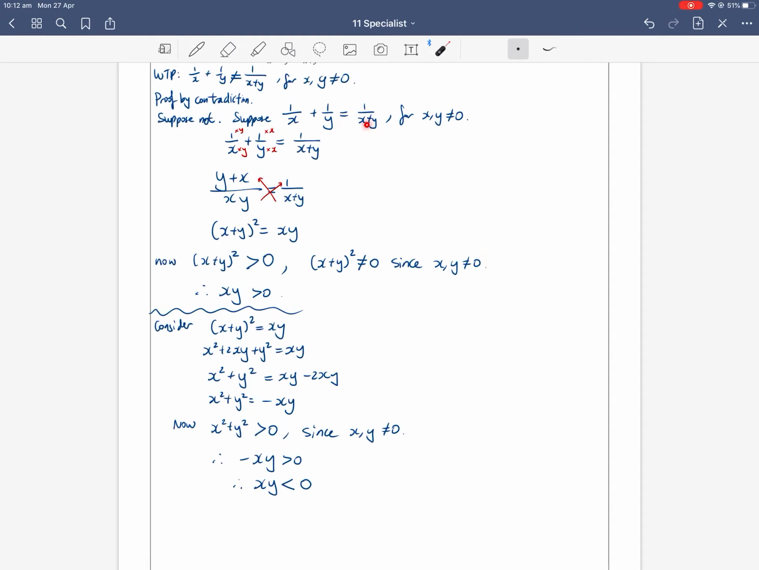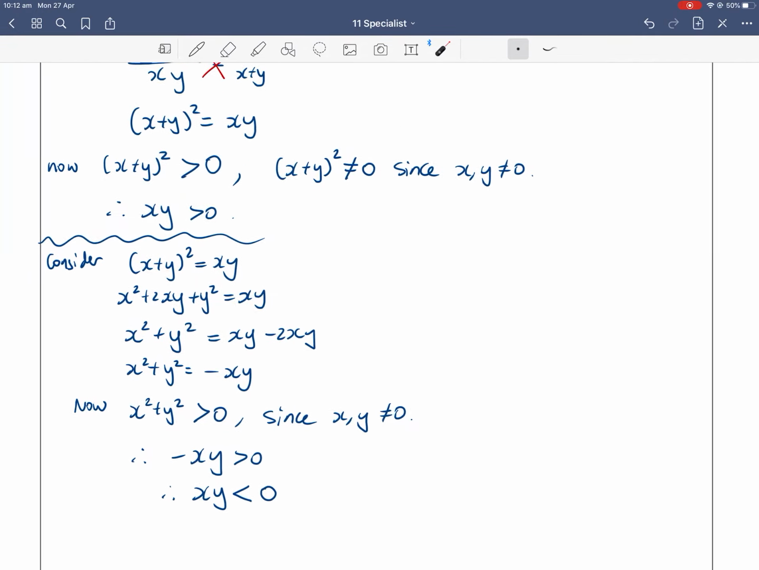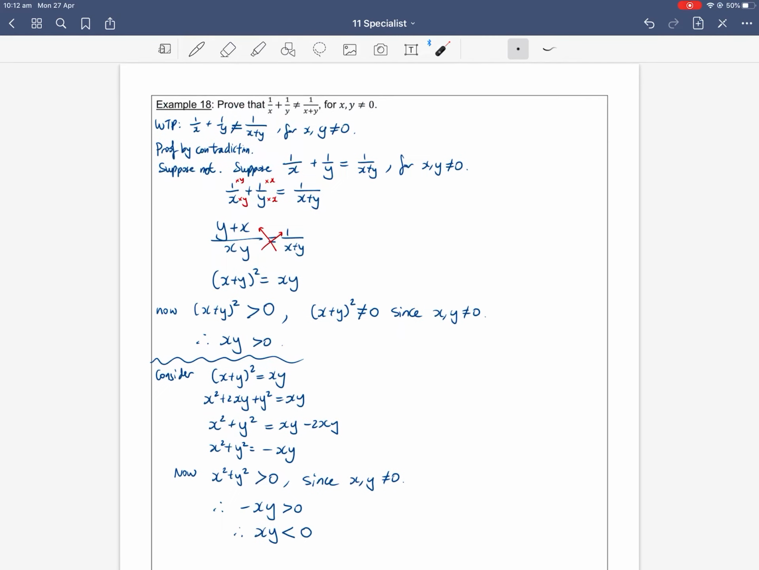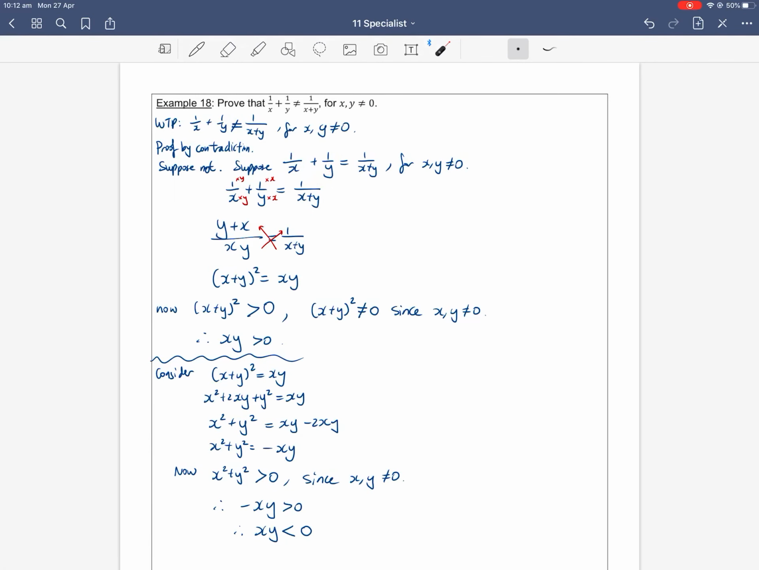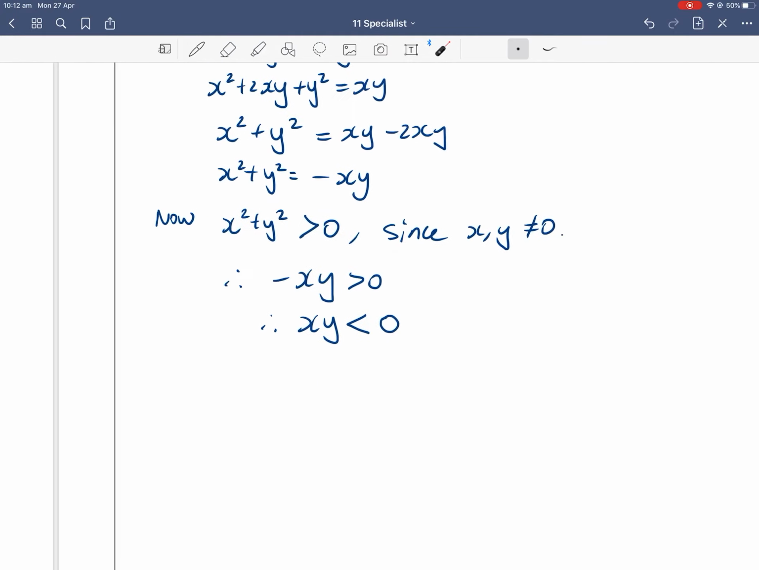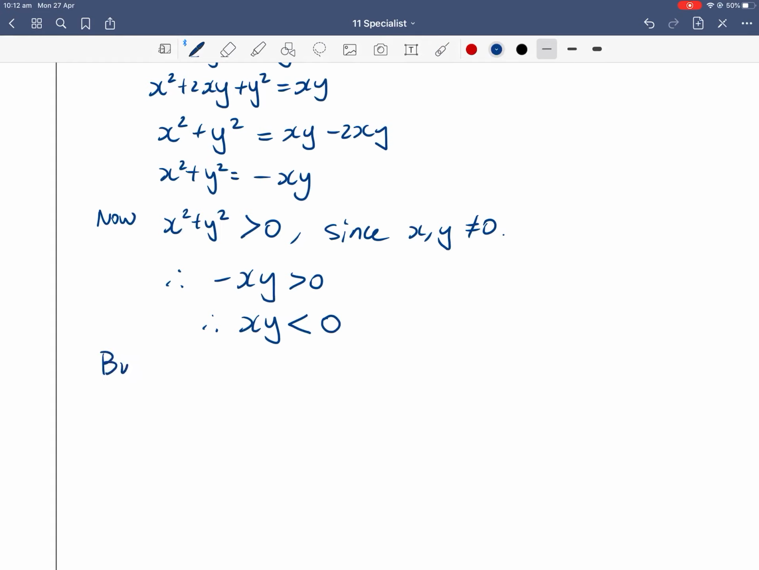We used the same relationship, that 1 over x plus 1 over y equals 1 over x plus y, to arrive at xy is positive. But then if I looked at it from a different perspective, we also said that xy is negative. But one single number can't be both positive and negative. So that's our contradiction. We used the same relationship to arrive at a contradiction, something that doesn't work. So therefore, what we originally assumed, which was this relationship, is false, which means our original statement must be true.